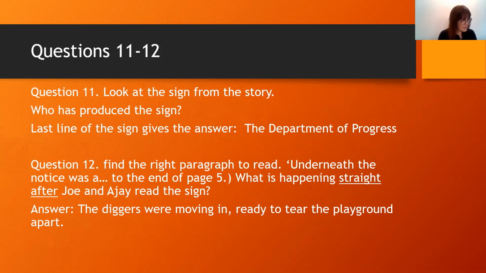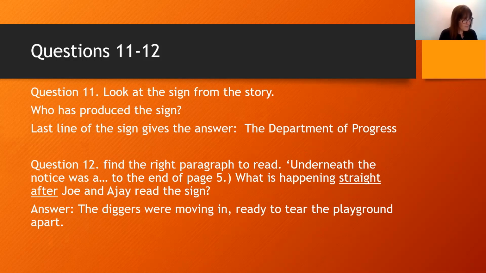Afterwards, it says, underneath the notice was a drawing of a posh building, tall and made of glass. It had pictures of smiling people chatting and drinking coffee outside. Does that bit tell us what Joe and AJ did? What's happening straight afterwards? Not really, because it doesn't describe any action. It just describes the picture. So let's move on to the next sentence.